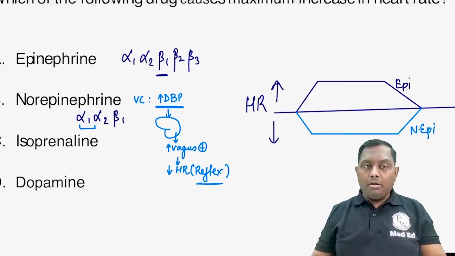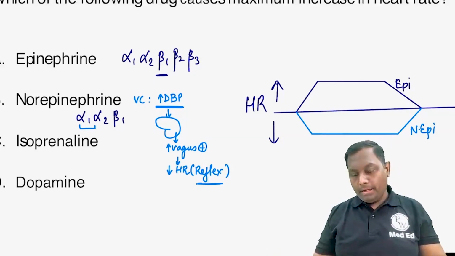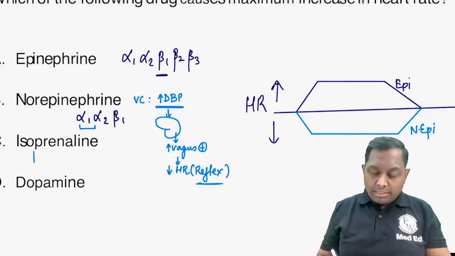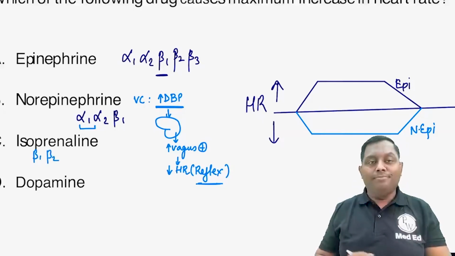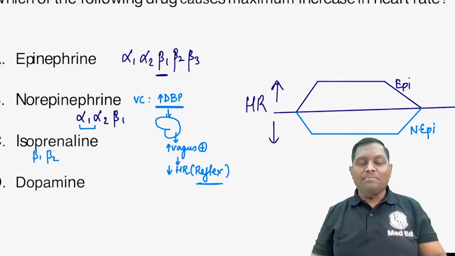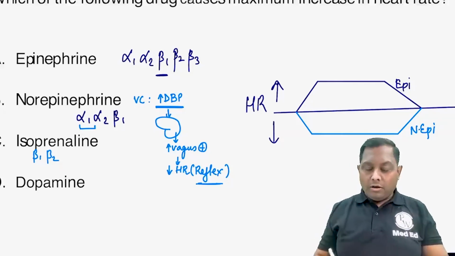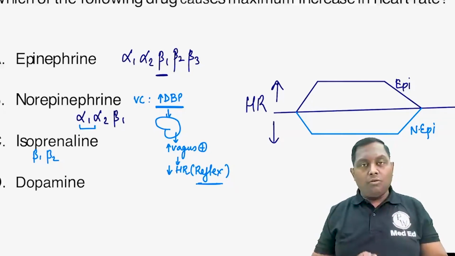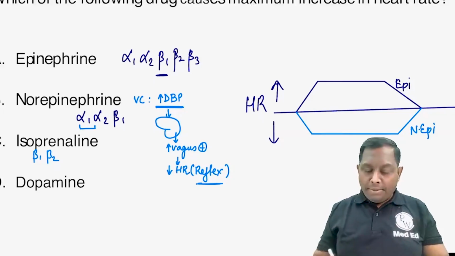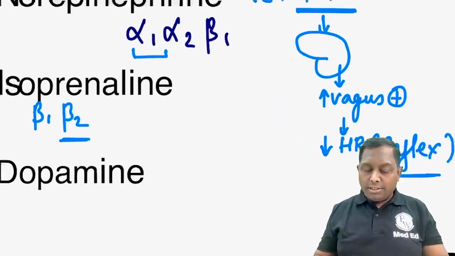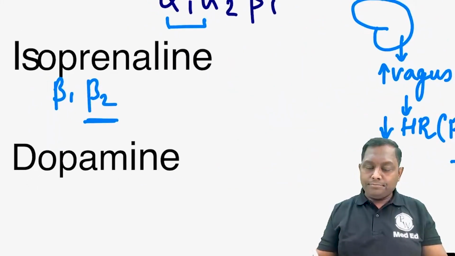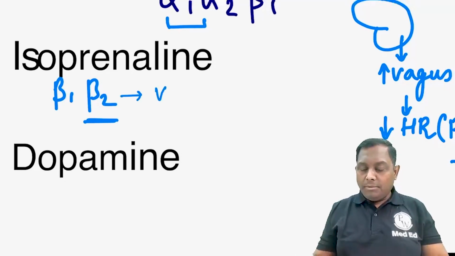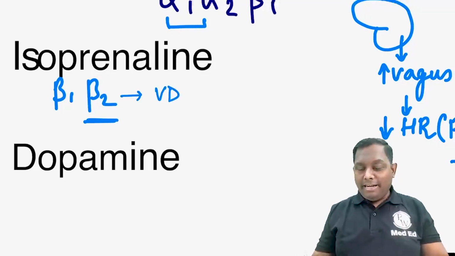Now let's talk about isoprenaline. Isoprenaline has an isolated action on beta 1 and beta 2. Okay. Now, especially with respect to blood pressure, if I talk, beta 2 is going to cause vasodilatation. Yes or no? Beta 2 will be causing vasodilatation. Any vasodilatation will cause a decrease in the diastolic blood pressure.